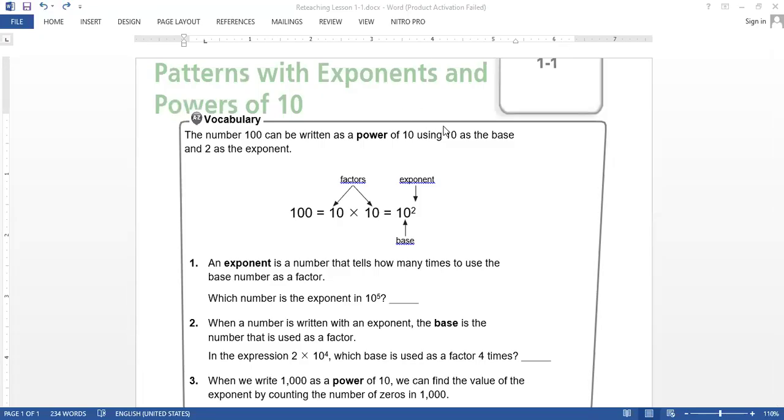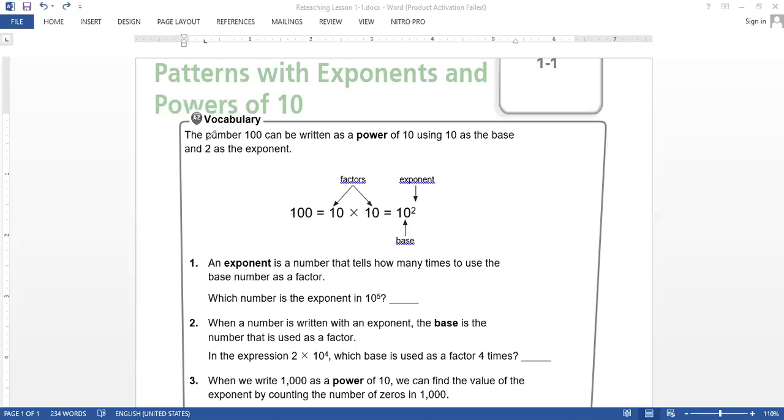How are you, everyone? Today we start a series of explaining lessons of grade 5. Here we start lesson 1, patterns with exponents and powers of 10. In this lesson we will talk about the powers of 10 and the basic information about exponents and powers. Here we start.